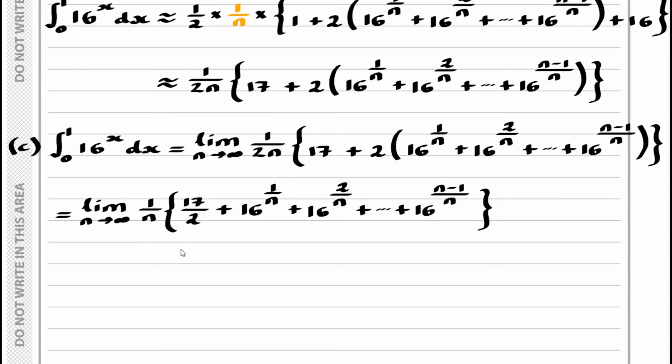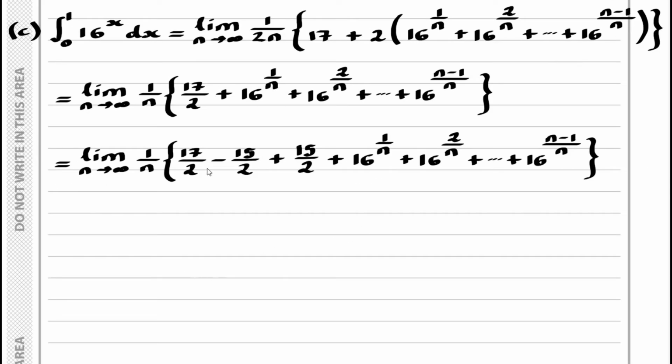So if I factorize out a 1 over n, inside I would have a half times by these terms here, so I would have the limit as n tends towards infinity of 1 over n multiplied by 17 over 2 plus 16 to the 1 over n plus 16 to the 2 over n plus terms up until 16 to the n minus 1 over n. And notice the 1/2 times by the 2 gives the 1.